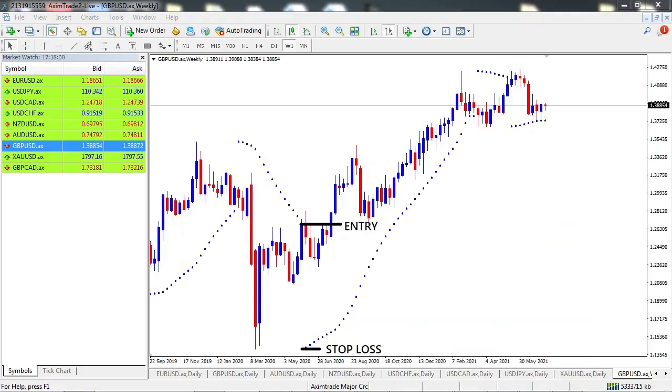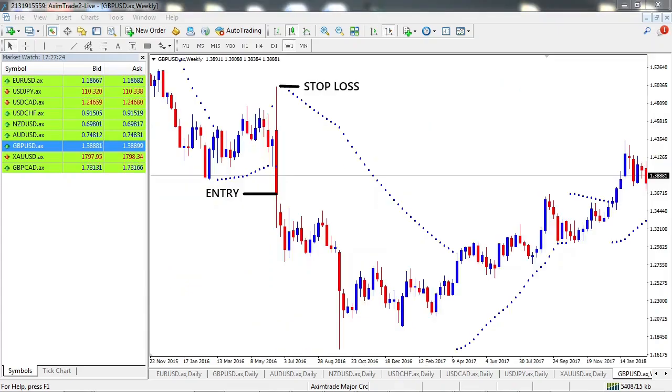The Parabolic SAR can also be used as a trailing stop. Since we will be placing a stop loss on the first dot which appears after the shift, the stop loss can be gradually raised by following the dots for a long position, or lowered for a short position, essentially locking in the profits by following the market trend.